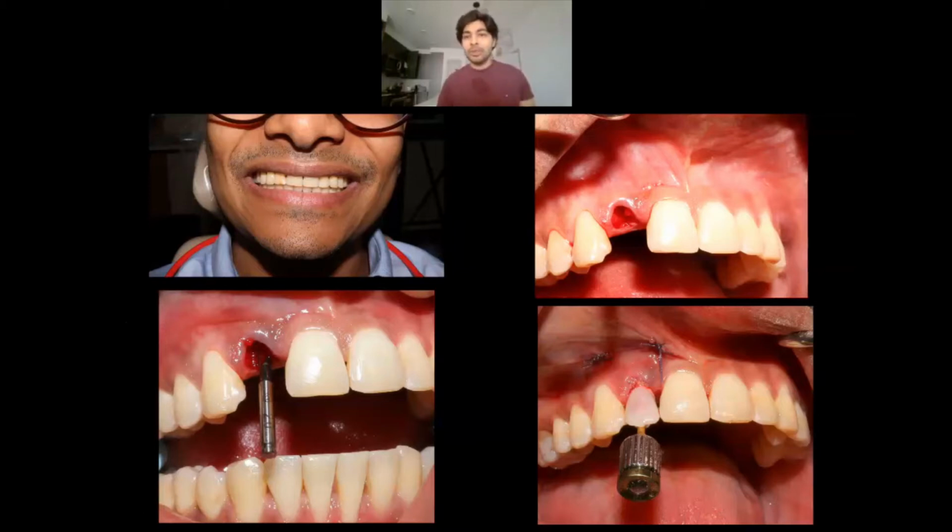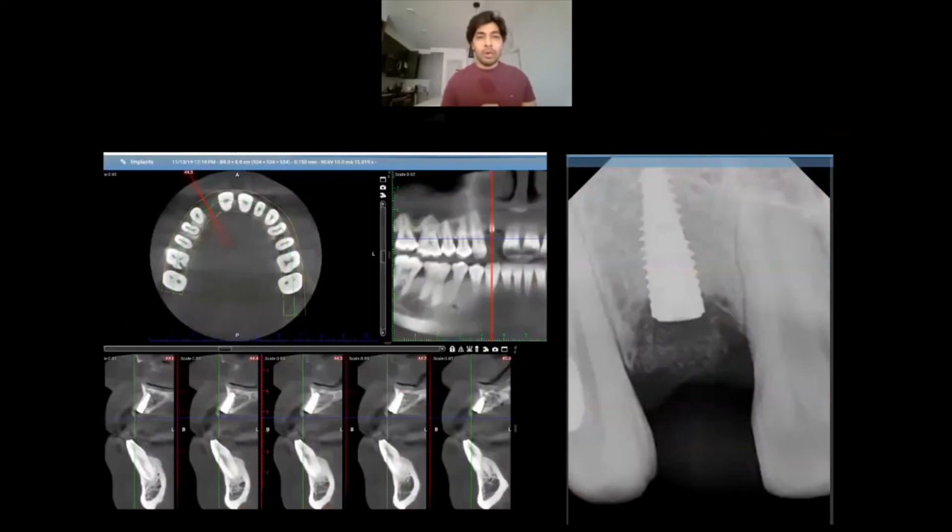The second picture shows the atraumatic extraction. Atraumatic extraction is the key factor in immediate implant placement. The third picture shows the osteotomy preparation with the 2.0 drill, showing the parallelism with respect to the adjacent teeth. The last picture shows the placement of the implant with immediate temporization. Immediate temporization was based completely on the torque value of the implant, and I also made sure there was no occlusal contact.